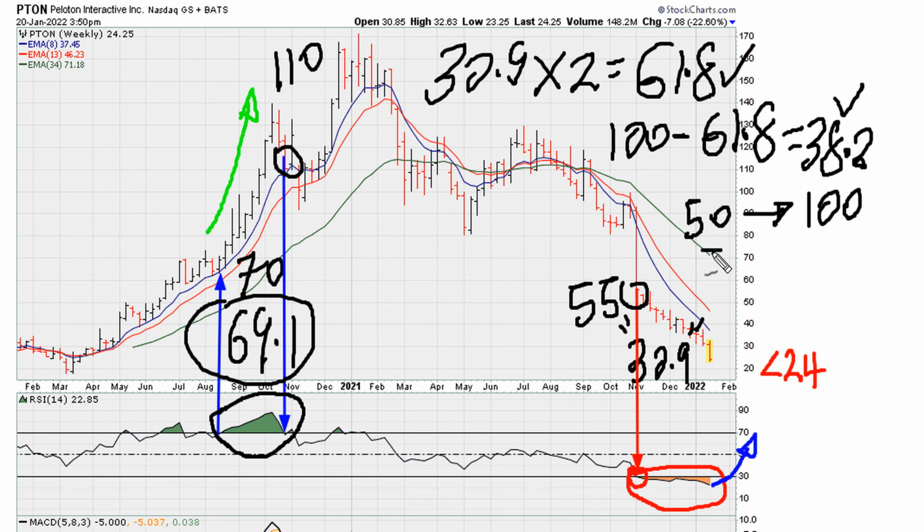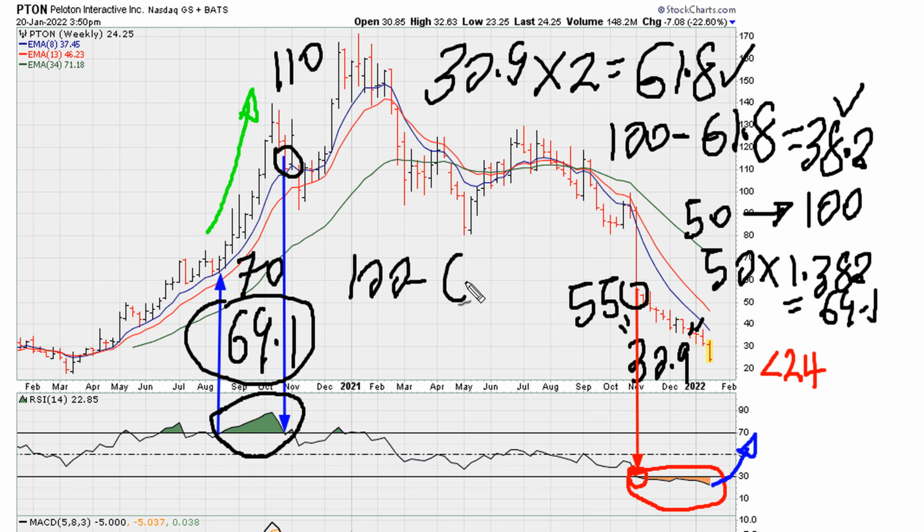In other words, 50 times 1.382 equals 69.1. And of course, 100 minus 69.1, you end up with 30.9. So all of these numbers that I talk about are essentially variations of the golden mean, the golden ratio. Understanding them, in my opinion, is somewhat critical.